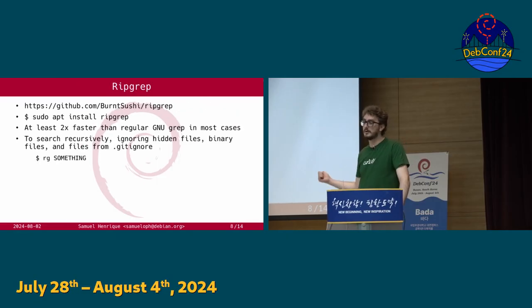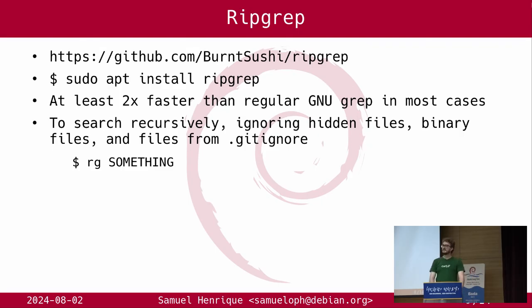So the first one is ripgrep. It is a substitution for grep. It's blazingly fast, as they say in Rust land and Golang land. And there are some benchmarks there. Upstream claims it is at least 2 times faster in most cases. You're going to see some benchmarks where it's 10 times faster.